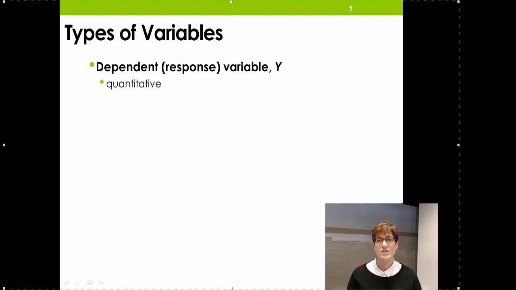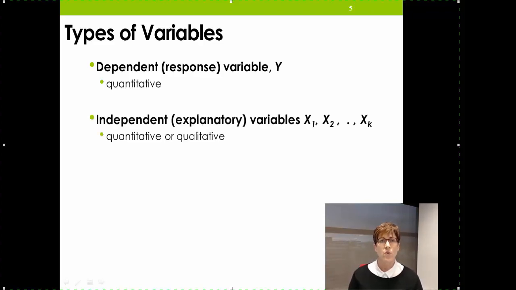It is quantitative in nature, so we will be looking at regression analysis only where the dependent variable is quantitative in nature. You can have regression analyses that deal with qualitative dependent variables, but that's beyond the scope of this course. So our dependent variable, the Y, is quantitative.